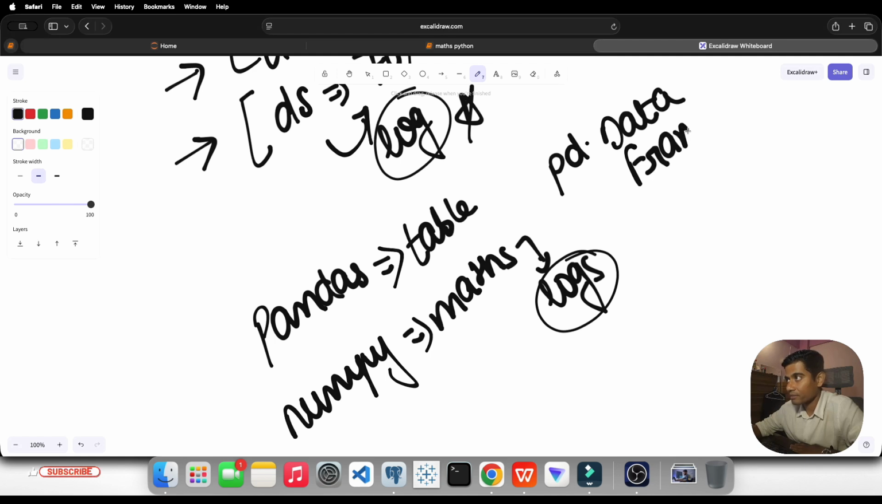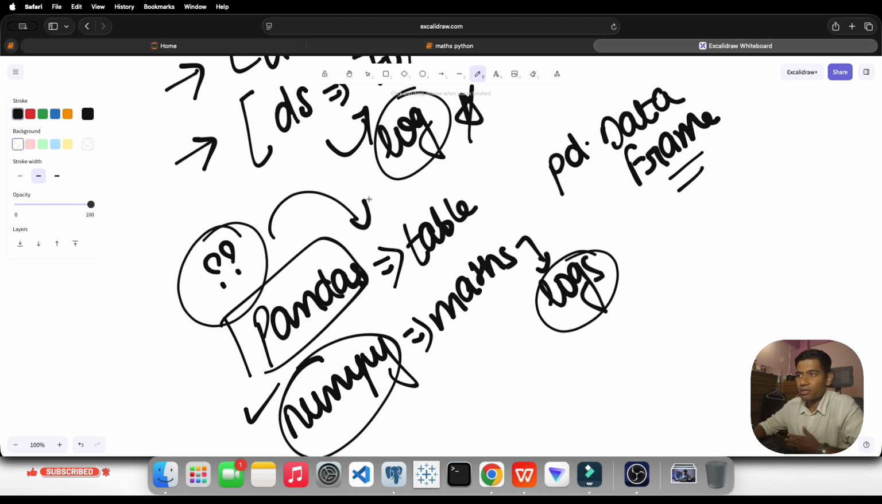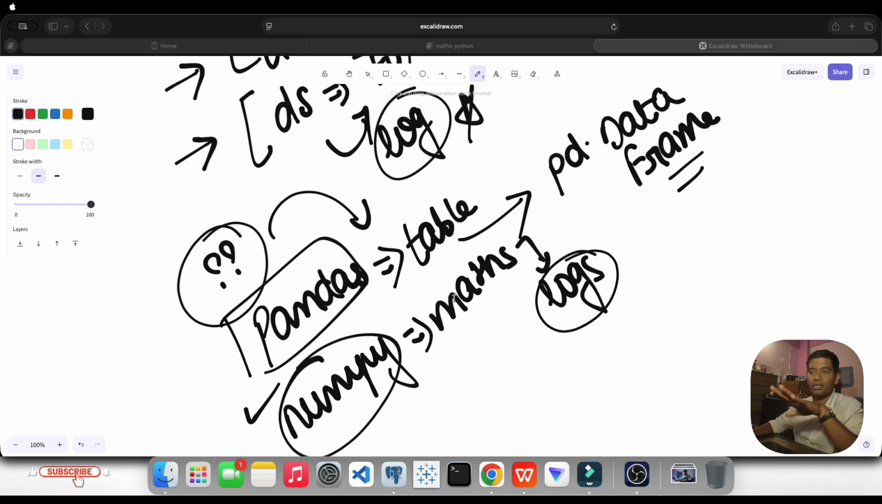Okay, that's the thing. Simple as it is. You might be thinking, only maths topic is there, so numpy is okay, but why pandas? So pandas is for the table, simple as it is. Okay, so here you can see we have these things.